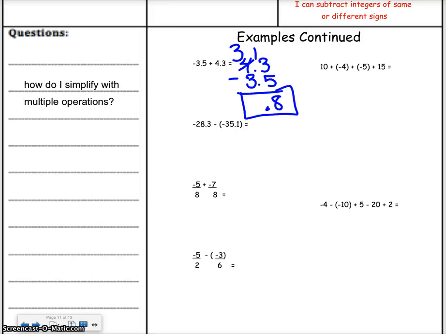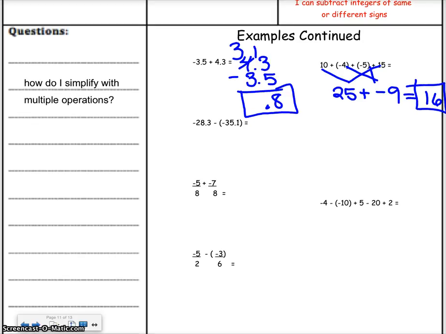The next one, it looks like everything is subtraction or addition, so I'm just going to group together. I have a 10 and 15, that turns to 25, plus I have 9 negatives after I grouped those together, and that gives me 16. 25 minus 9 is 16. I have more positives, so it's positive 16.